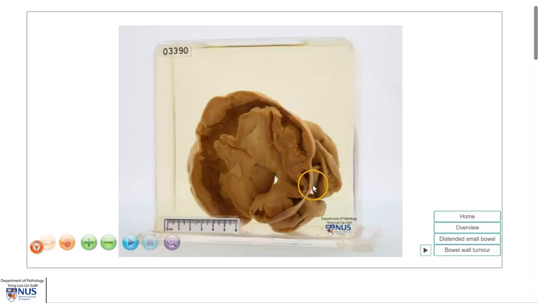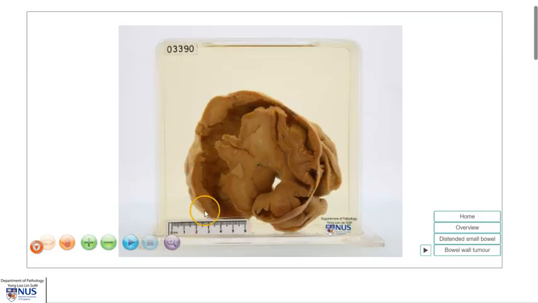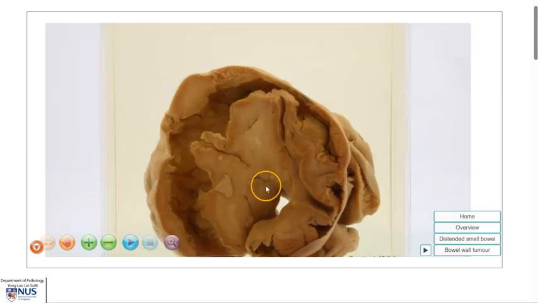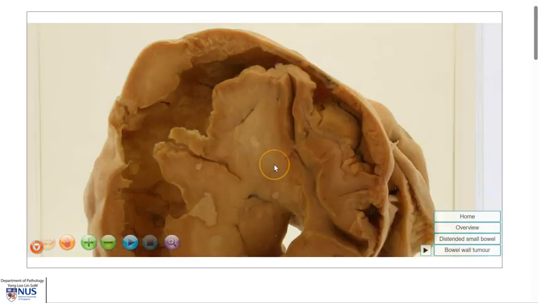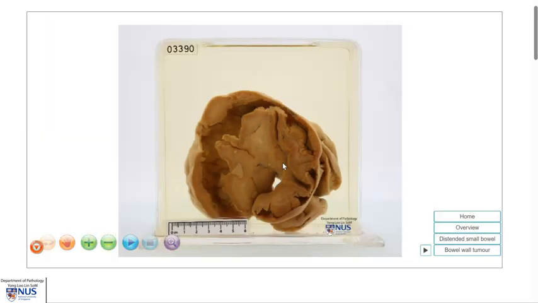Hence, in summary, this is an example of Burkitt lymphoma of the small intestine, where the small bowel wall is markedly thickened by this very fleshy appearing pale tan tumor with some areas of necrosis.